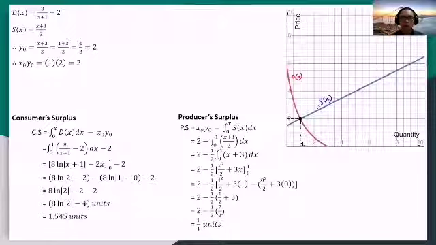And this graph is what we found from the Desmos website. As you see, the red line is the demand function, which is 8 over x plus 1 minus 2, and the blue line is the supply function, which is x plus 3 over 2. And then the area under this is the consumer surplus, and the area of this is the producer surplus. Okay, that's all for me.